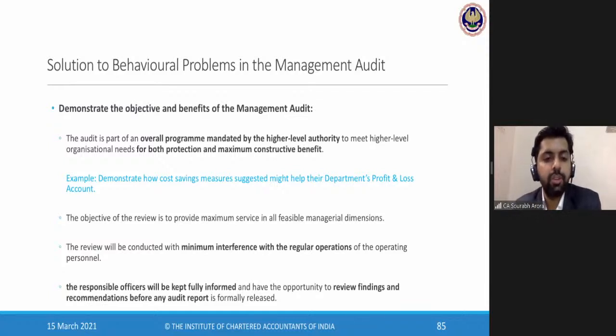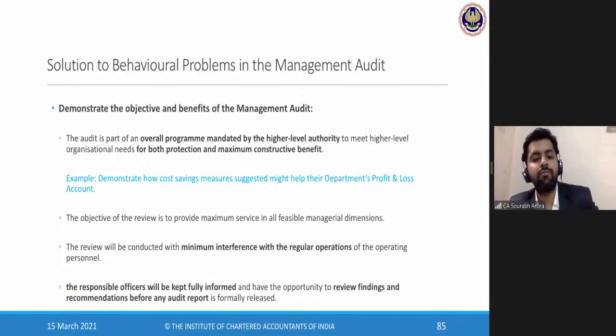The second should be the objective of review is to provide maximum service in all managerial dimensions. Then you should also tell them that there would be minimum interference with the regular operations of the operating personnel, that you would not come and interfere with their regular operational work, and you will not be a disturbance to them.